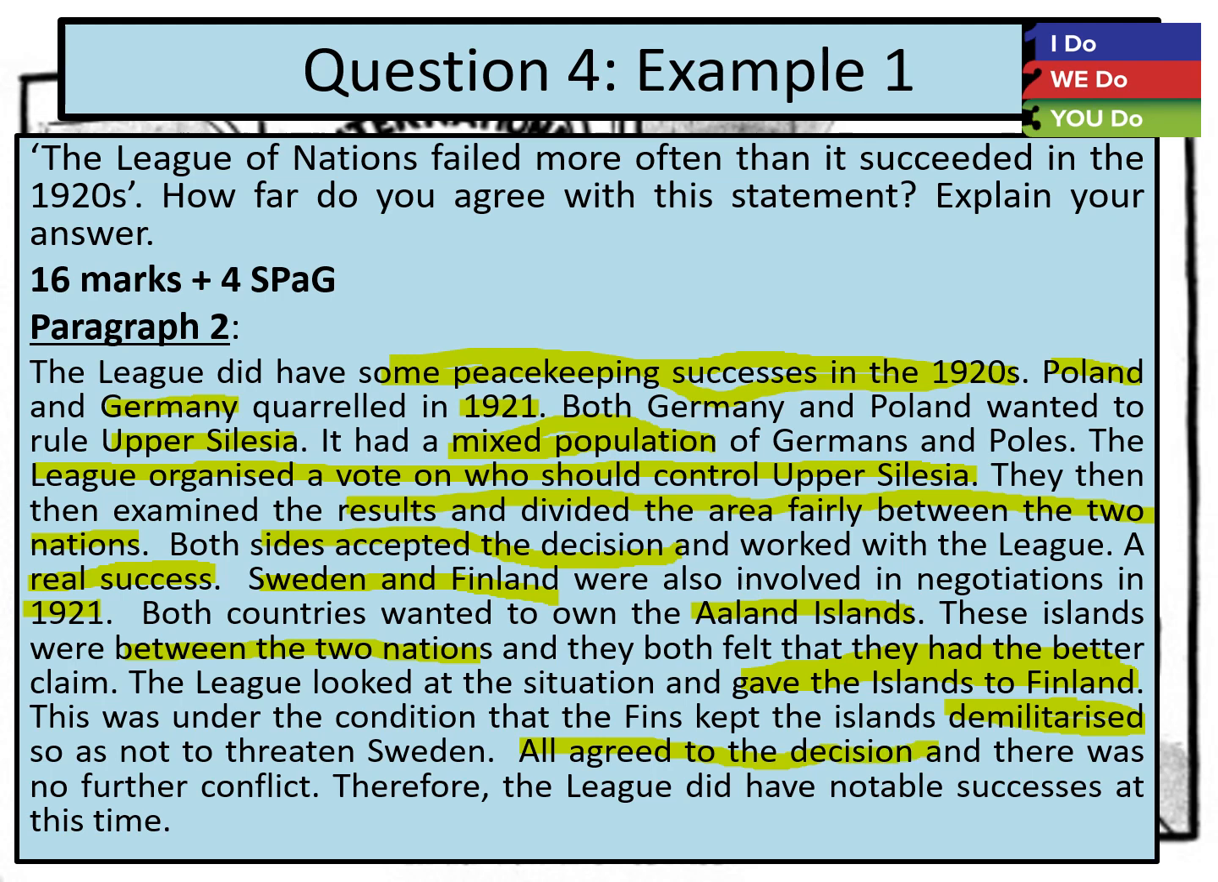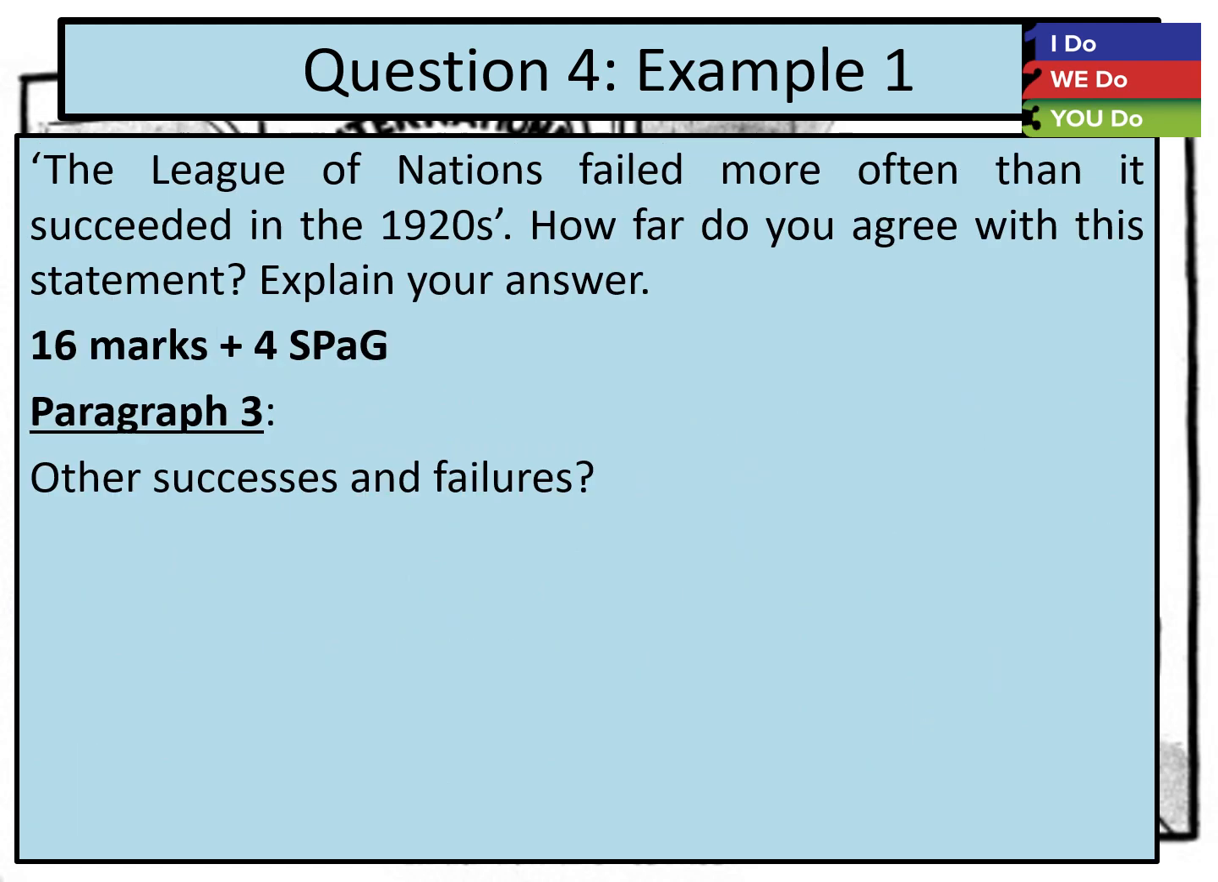Therefore, the League did have notable successes at this time. So we saw in the first paragraph, yes, of course, it failed in those two incidents in Vilna and in Corfu, but then we've balanced that out in paragraph number 2, where we've seen that they had a couple of successes with Upper Silesia and with the Åland Islands. So far then we've looked at both successes and failures in the area of conflict.